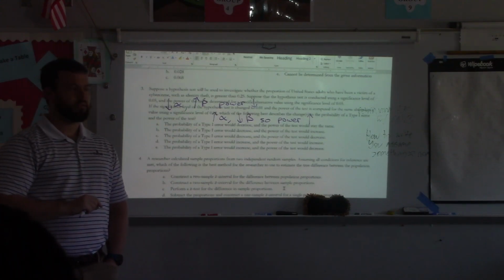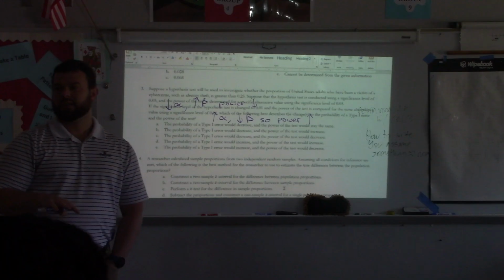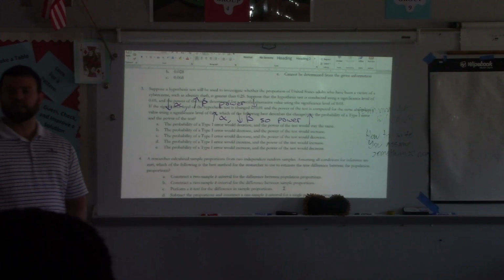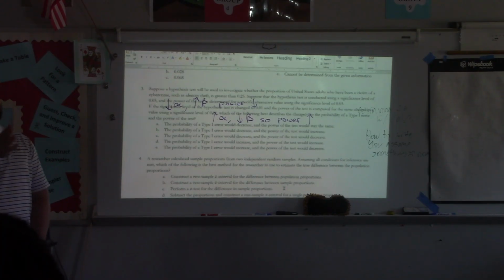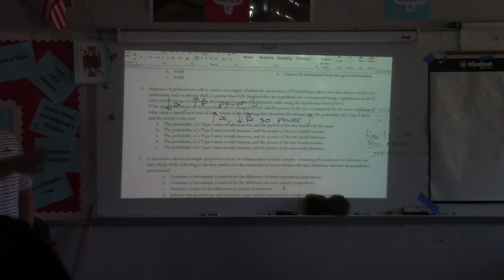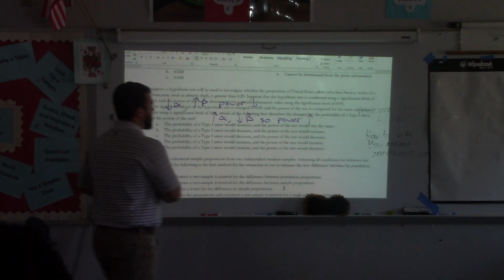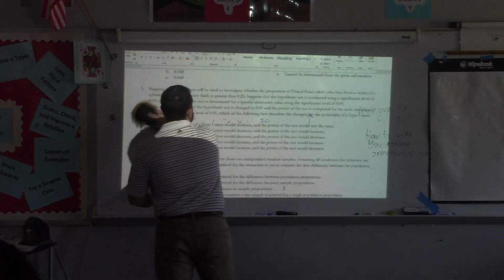It stays the same. Remember, the probability of a type 1 error is only determined by alpha, and we set what alpha is, okay? So sample size does not affect that. That is why, and actually I already circled the answer.